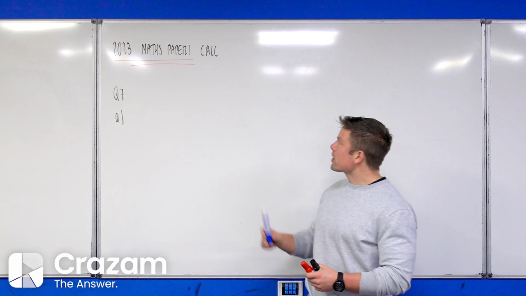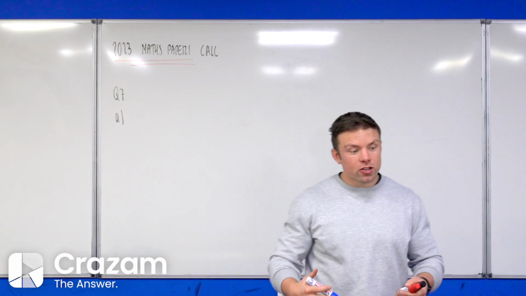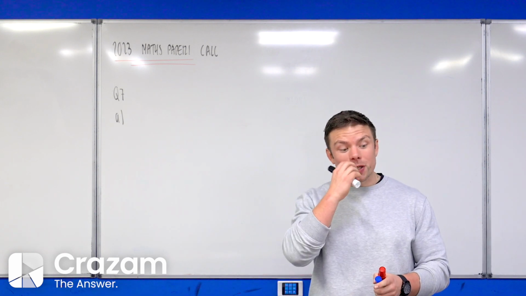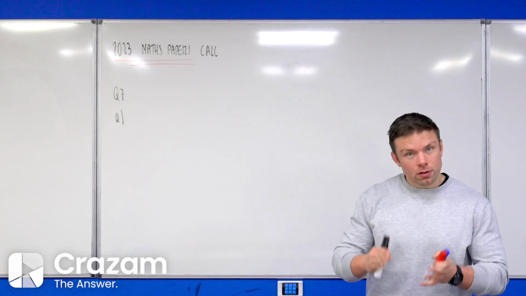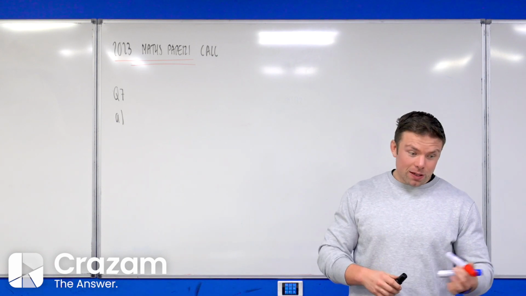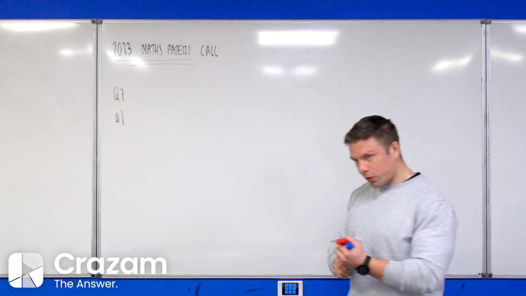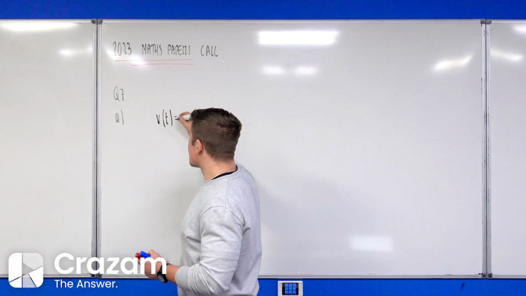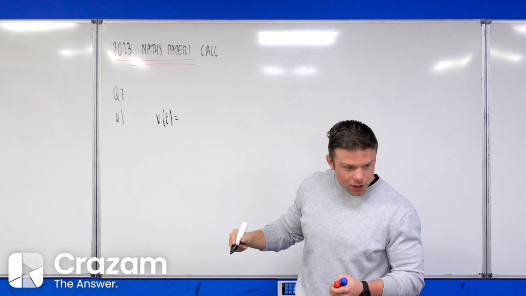This is the 2023 Maths Paper 1 Calculus question. We're on question 7, part A. It says Fiona is driving on a motorway and she passes a point A on the motorway. Her speed, important, it says speed, doesn't say distance, her speed is given by V. So V stands for velocity, which for us in higher level maths just means speed, same idea. Applied maths is a little bit different.